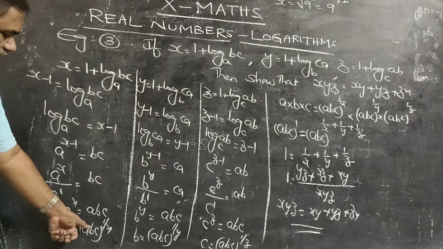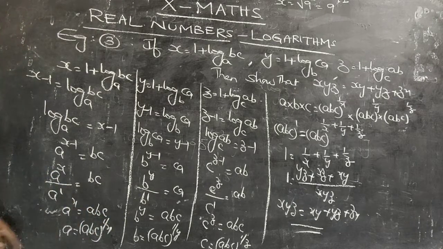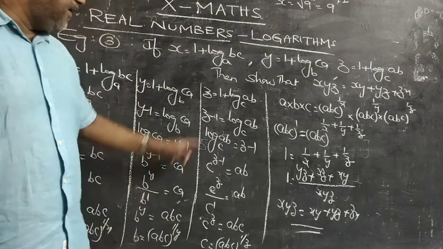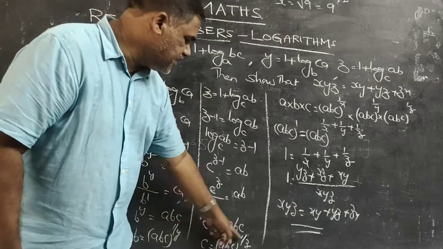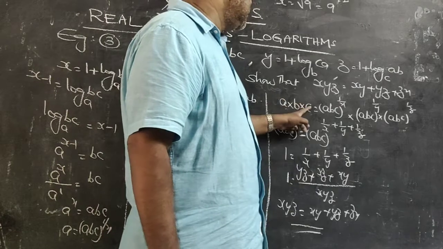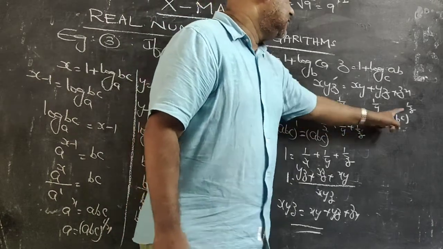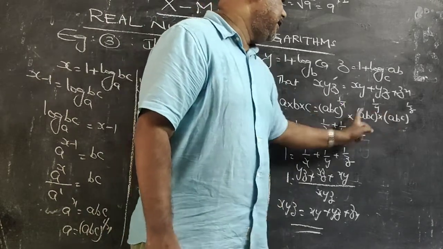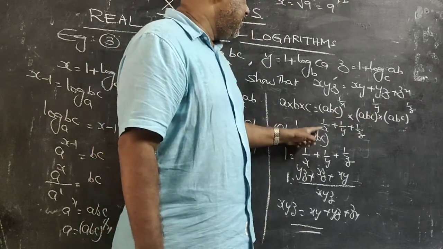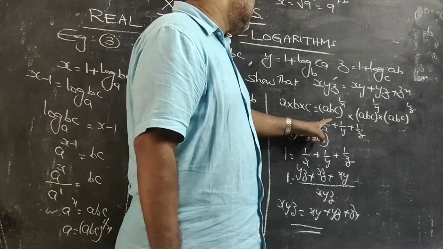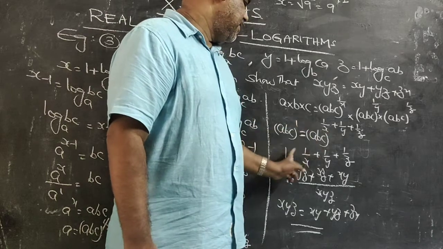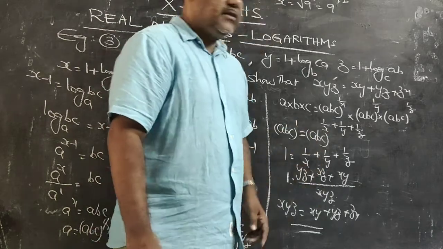A is equal to abc to the power 1 by x, we will get. In the same way, here b is equal to abc to the power 1 by y. Here c is equal to abc to the power 1 by z. Now multiply these three values, a into b into c. This is a value, b value, c value. Bases are same, into is there, we should add the powers. So abc to the power 1 is equal to abc to the power 1 by x plus 1 by y plus 1 by z. Now bases are equal, equate the powers. After LCM you will get the answer.